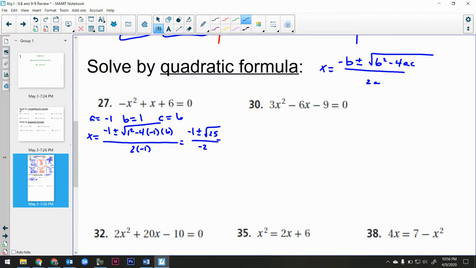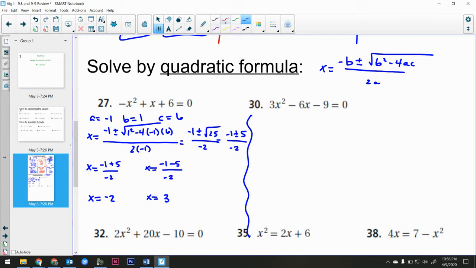So that means it's negative 1 plus or minus 5 all over negative 2. That means x equals negative 1 plus 5 over negative 2, and then x equals negative 1 minus 5 over negative 2. So x equals negative 1 plus 5 is 4. 4 divided by negative 2 is negative 2. Negative 1 minus 5 is negative 6. Negative 6 divided by negative 2 is positive 3. Those are my two solutions there.